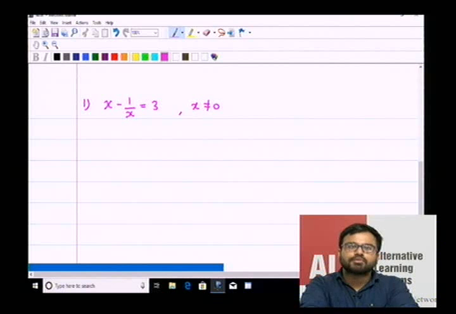And in solving quadratic equation, if you are not getting it by middle term splitting, always go for quadratic formula. That will always give you the answer.